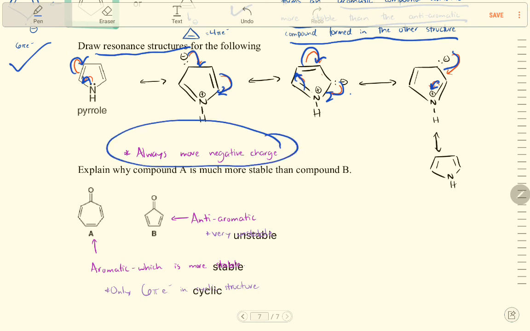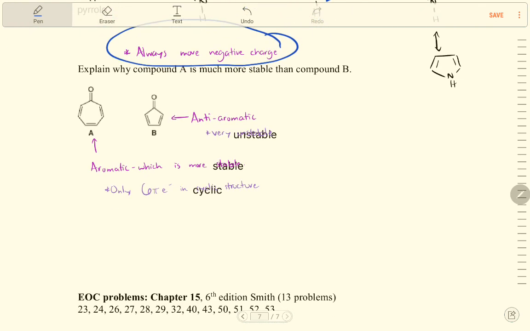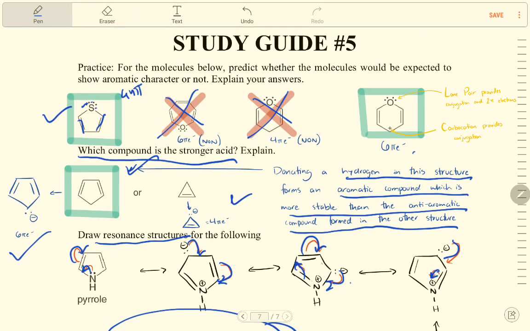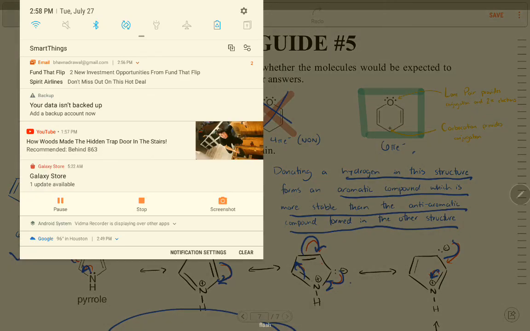Explain why compound A is much more stable than compound B. Remember, aromatic is more stable, anti-aromatic is less stable. So you can see this is 1, 2, 3, 4, 5, 6 and a total of 8 pi system. This is a 6 pi system, the anti-aromatic. And these are some problems that you can work on at your own pace. We finished the study guide.